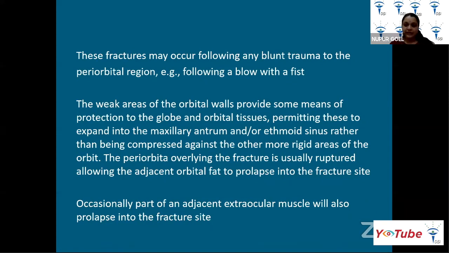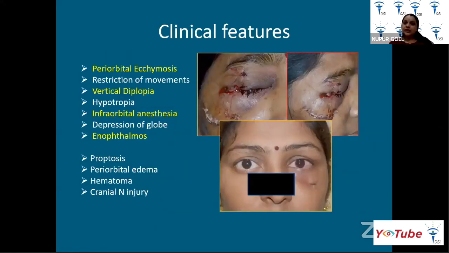That is why we commonly see the inferior rectus muscle and the inferior fat prolapse into the maxillary sinus, as we had already seen in one of the CT scans in the previous presentation. The clinical features in a case of orbital fracture would be periorbital ecchymosis, restriction of movements, vertical diplopia, hypotropia, infraorbital anesthesia, depression of the globe, enophthalmos. There could also be proptosis, periorbital edema, hematoma, or cranial nerve injury.